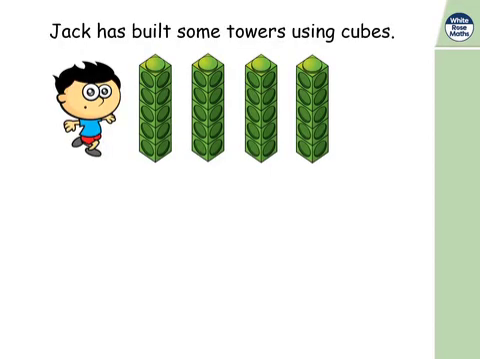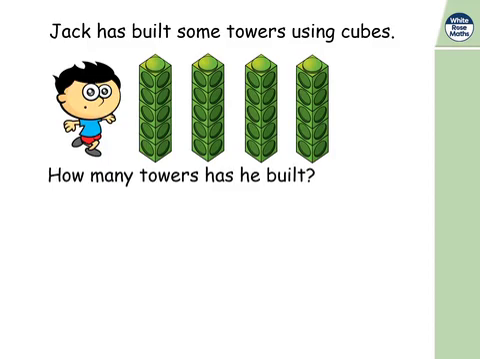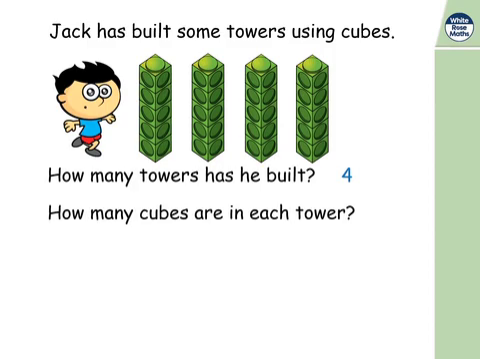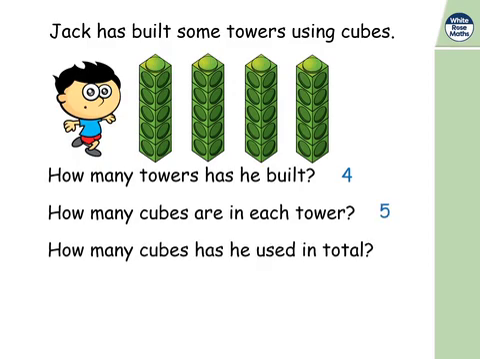Jack has built some towers using cubes. Nice towers. They look like skyscrapers, Jack. How many towers has he built? 1, 2, 3, 4. And how many cubes in each tower? 1, 2, 3, 4, 5. And how many cubes altogether? There are 20 cubes altogether.